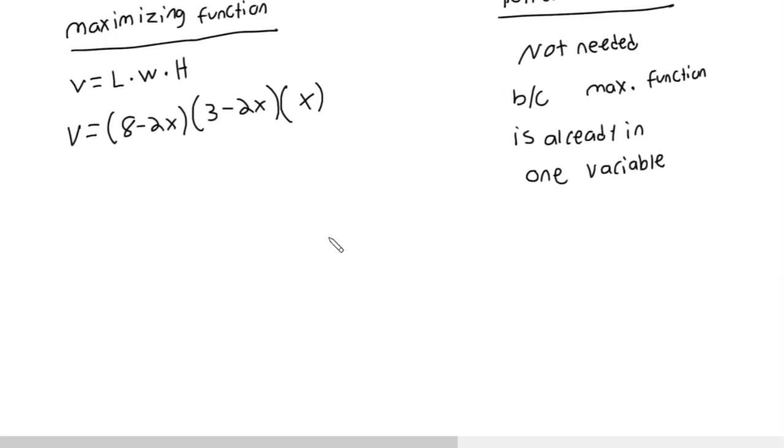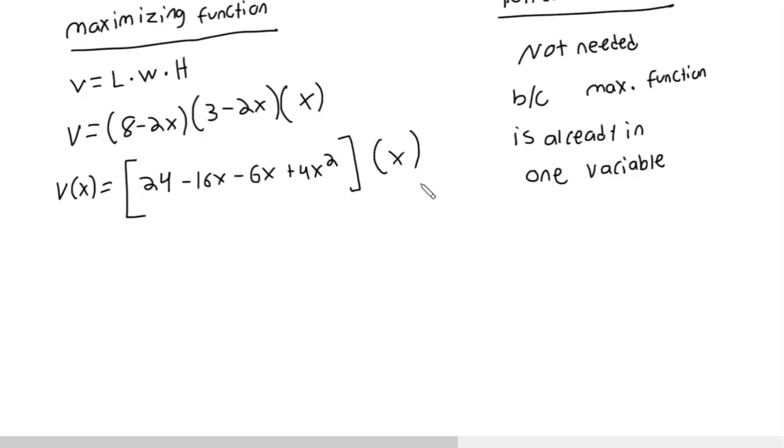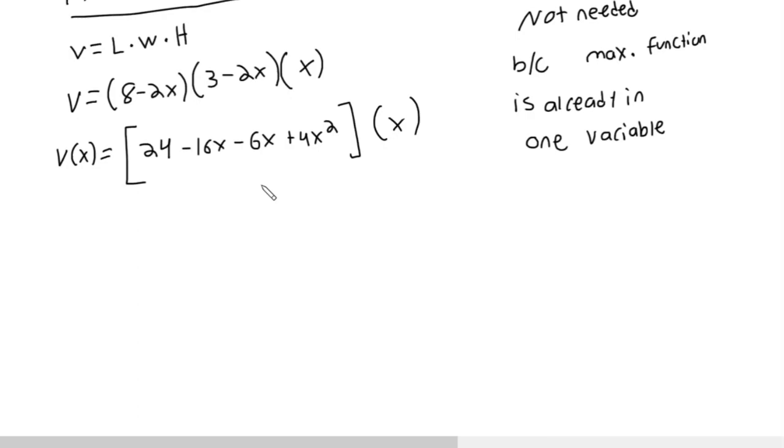So okay, now we just do what we've always done, right? This is v of x, and now it's just some basic algebra. So I'll just do that really quickly. 8 times 3 gives me 24. 8 times negative 2x is minus 16x. Negative 2x times 3 is minus 6x. Negative 2x times negative 2x is plus 4x squared. And then times that x out there. Okay, let's just clean this up really quick. This 16 and this negative 6 will combine to be negative 22x.